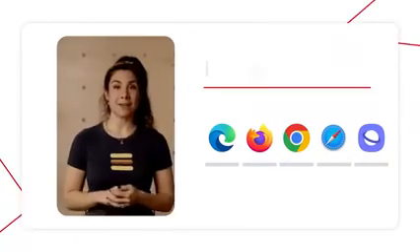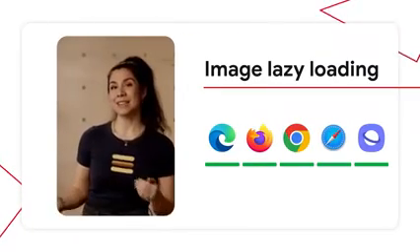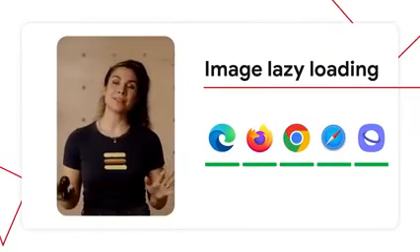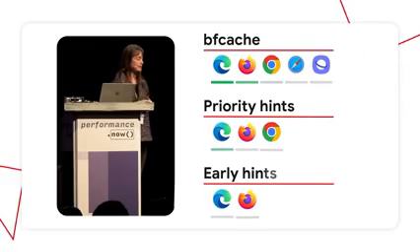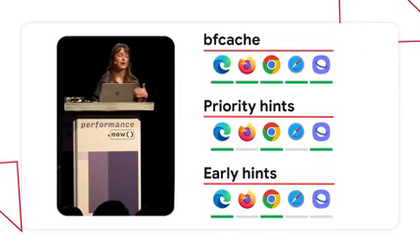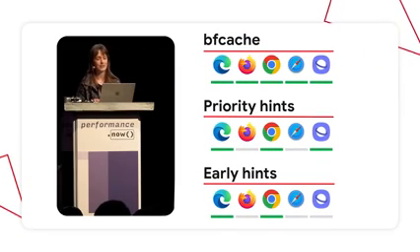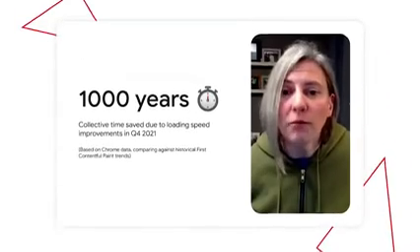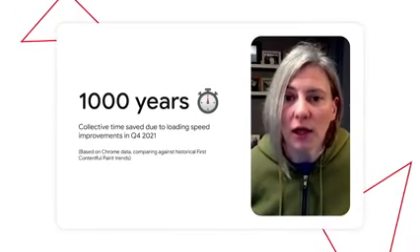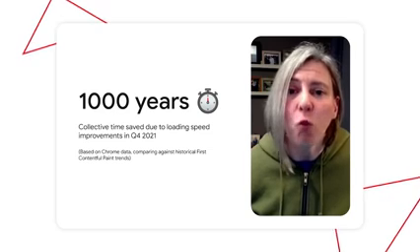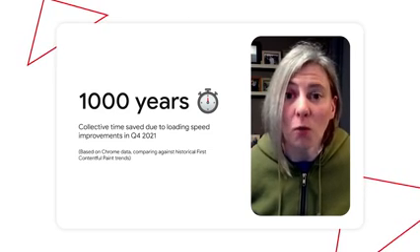We have mentioned the benefits of lazy loading before on the stage, but now it's available across browsers. For performance, the particular APIs I want to talk about today are BFCache, Priority Hints, and Early Hints. Web developers worked diligently, and it has now saved us all at least 1,000 years of waiting around while loading.